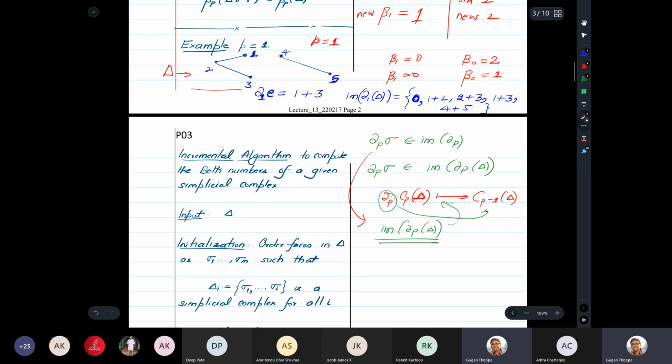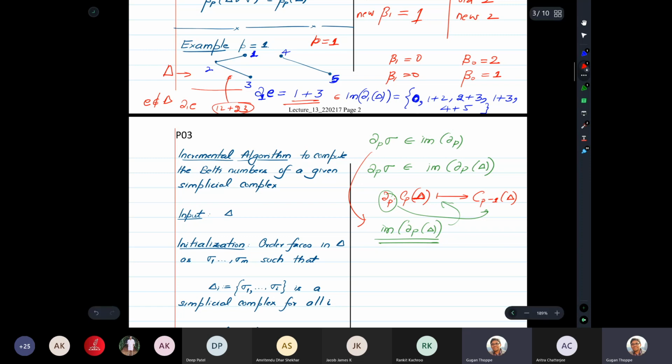So you can see that in this scenario, E does not belong to Δ. However, ∂1 of E, which is 1 plus 3, belongs to the image of ∂1 of Δ. You can see this over here, right? And this 1 plus 3 comes because of the chain 1, 2 plus 2, 3. So this one-chain is already present in C1 of Δ.